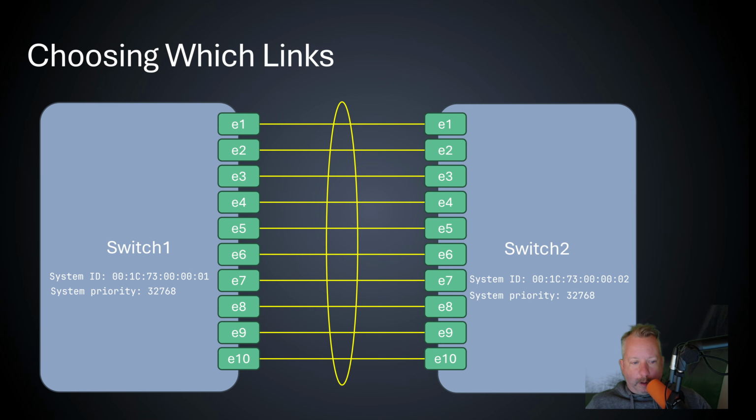All right, so we have two switches. Each switch is going to have a system ID. That's the same thing as the bridge ID in spanning tree. You can see that by doing a show system. They also have a system priority. The default is 32768. When we're trying to determine which links are active, one side gets to pick, and this is how we determine which side. It will be the one with the lowest system priority. If they match, then it's the lowest system ID. So in this case, switch 1 would decide among these 10 links which ones would be active.